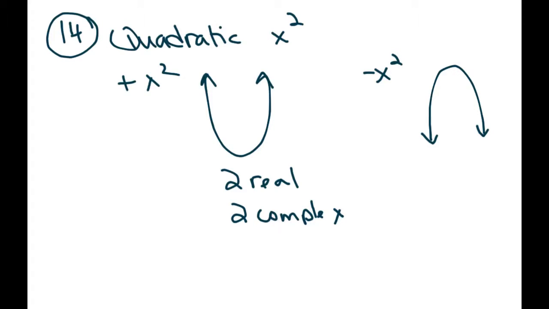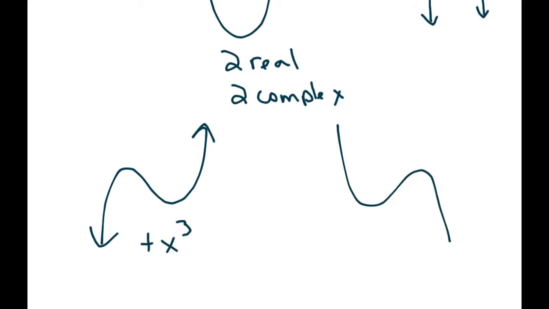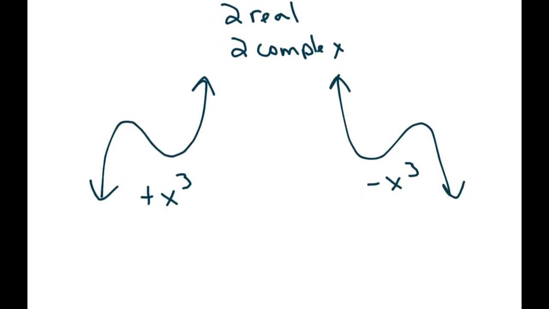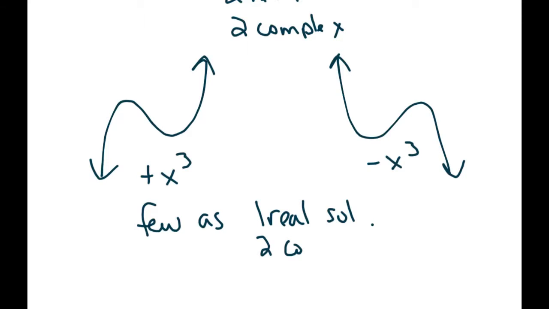Now, with cubic functions, the graphs either go up from left to right or they go down from left to right. The least number of times that a cubic function can hit the x-axis is once. So it can have as few as one real solution. It has to have one real solution because the fact that the graph goes up and down forever means it has to pass through the x-axis at some point in time. So if it has one real solution, then the other two are complex.